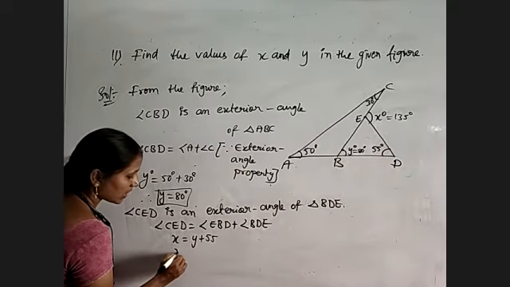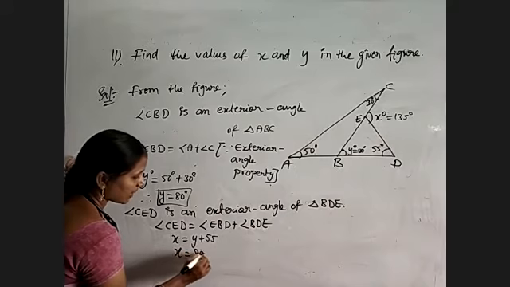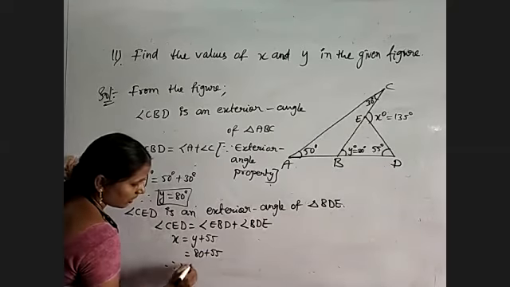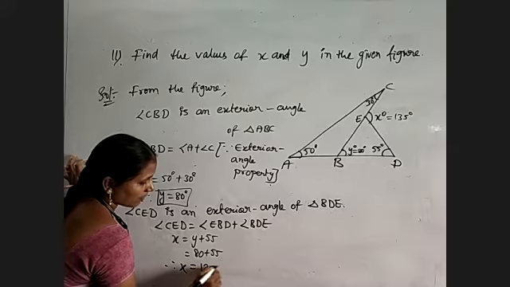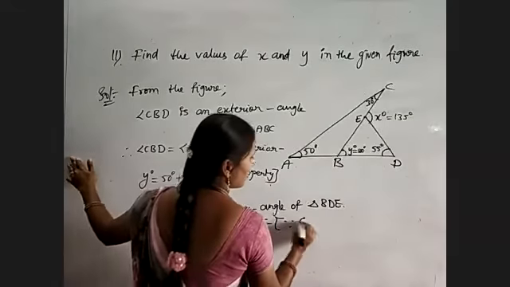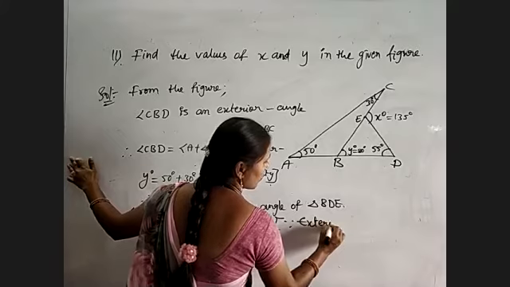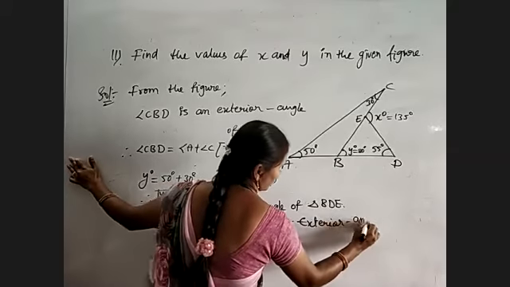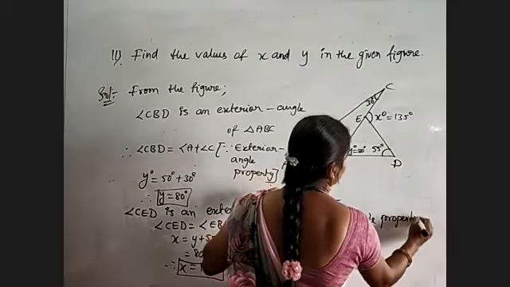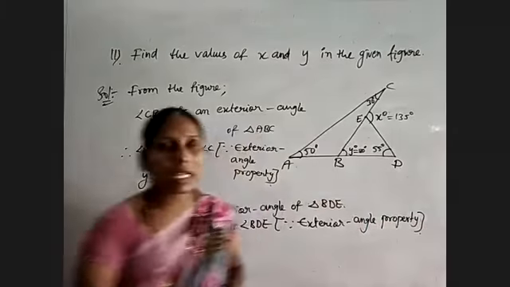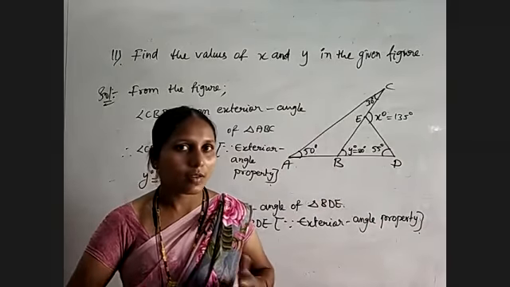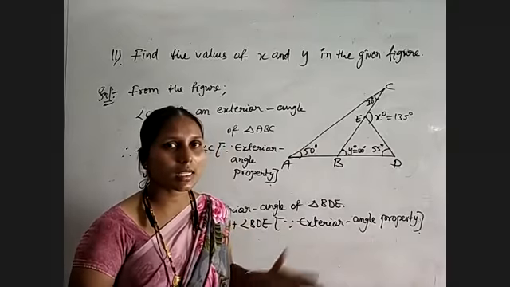So x is equal to the y value 80 plus 55. That is nothing but x is equal to 135 degrees. So this is also from the exterior angle property. So with this problem, all the exercise problems were finished. The complete chapter is finished. So we will revise whatever topics were discussed in this chapter now.